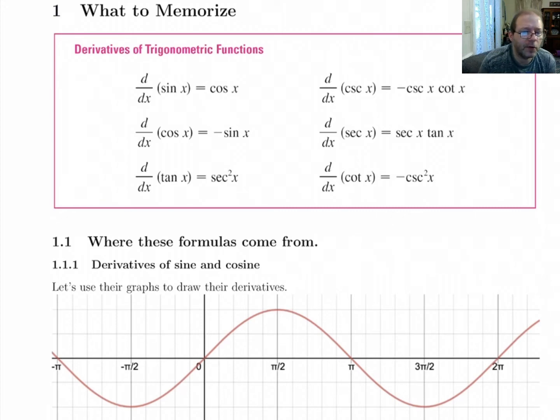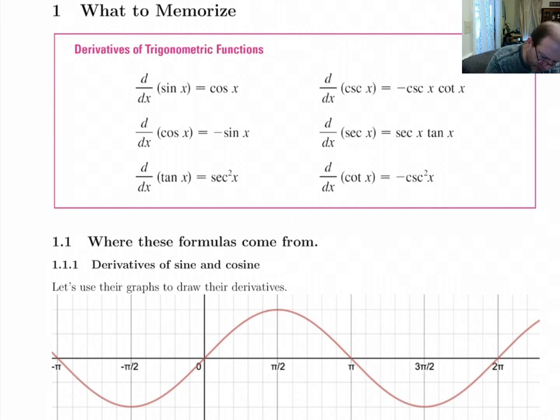The derivative of cotan is negative cosecant squared. Derivative of secant, well, I guess this is another one you just have to memorize. Derivative of secant is secant tangent. And derivative of cosecant is negative cosecant cotangent.